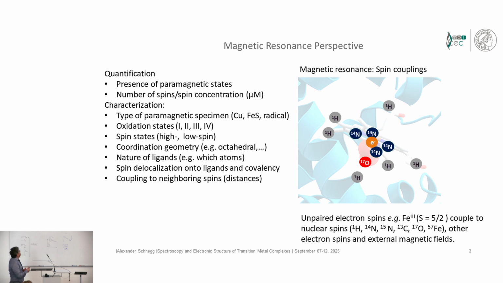Even more important probably is the information which we derive from a line shape analysis, and about this I will mostly talk today. From this we can determine the type of paramagnetic specimen, its oxidation and spin states. The two are of course closely related. The coordination geometry, the nature of ligands, for example, which atom is coordinating to a metal site, the delocalization of spin in our paramagnetic site, and coupling to neighboring spins. This is important, for example, to derive structural information by measuring the distance from spin A to spin B.